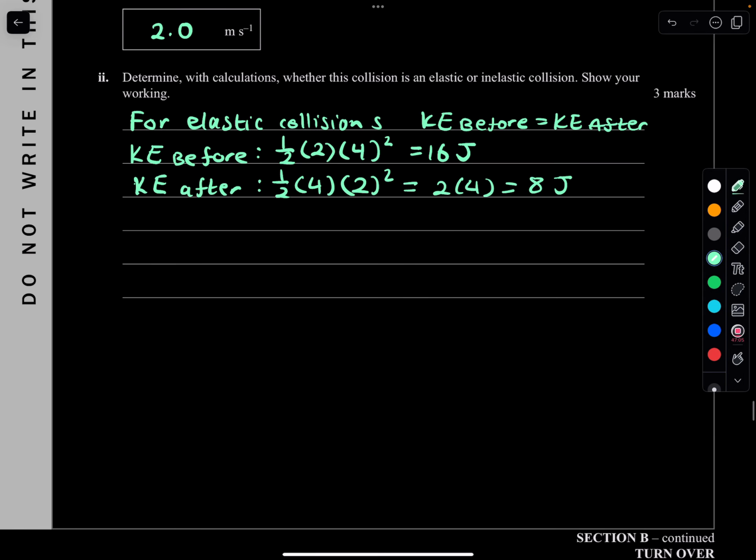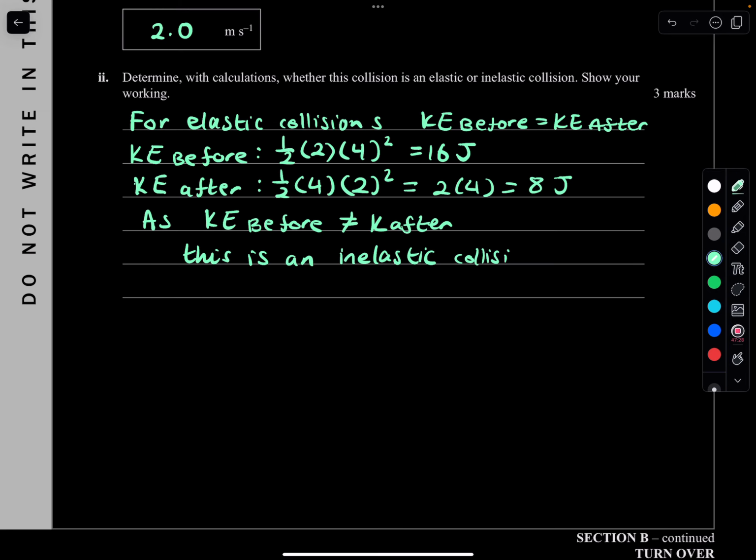So as KE before is not equal to kinetic energy after, this is an inelastic collision. Done.